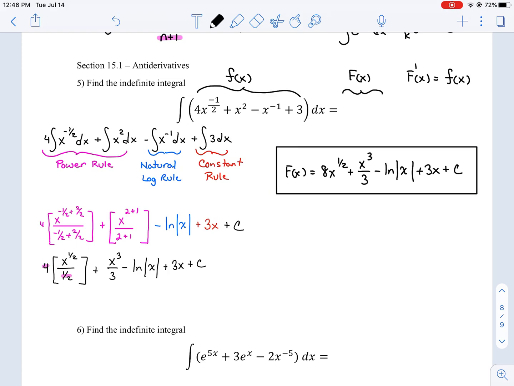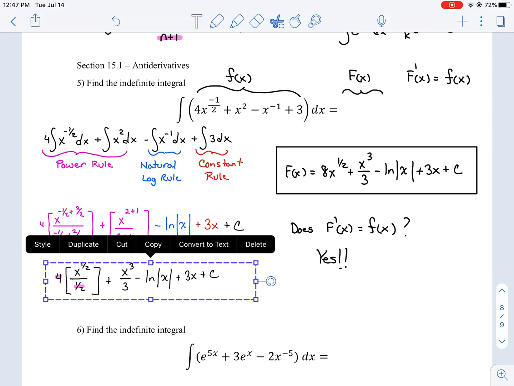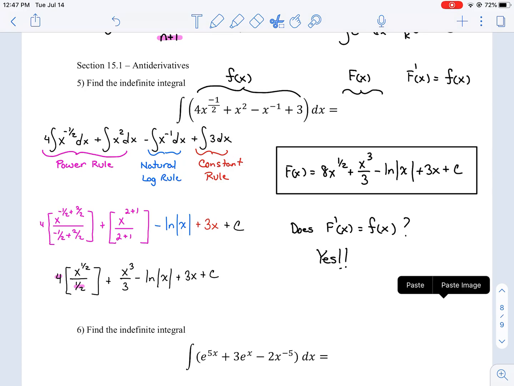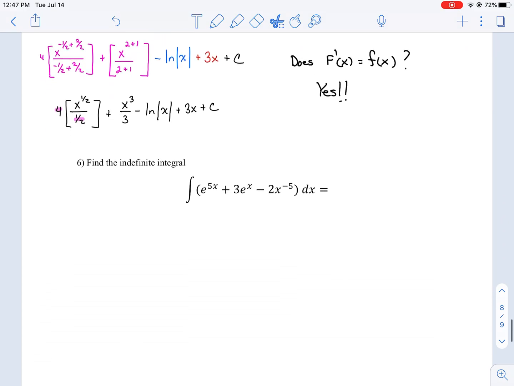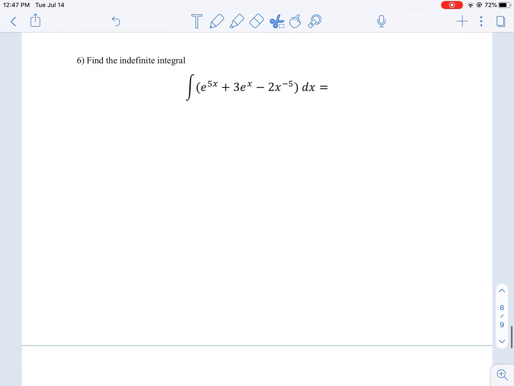And you can check your work by asking yourself, does the derivative of capital F of x equal the given function? And the answer to that is yes. Okay, so now example number 2 in this video. Find the indefinite integral of this three-term expression.